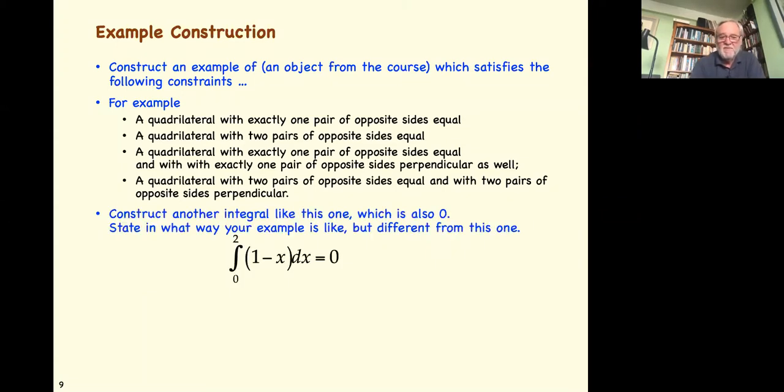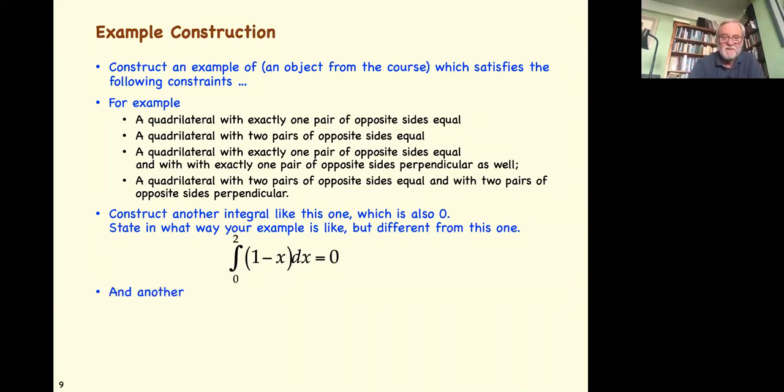A colleague of mine did her thesis on this example. Construct another integral like this one, which is also zero. The first time that she did this with students, she discovered that people wrote down things and she couldn't work out in what way their example was like this one at all. So we add in things like: state in what way your example is like, but different from, this one.